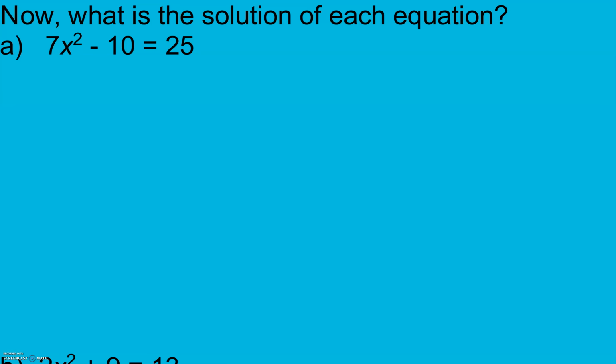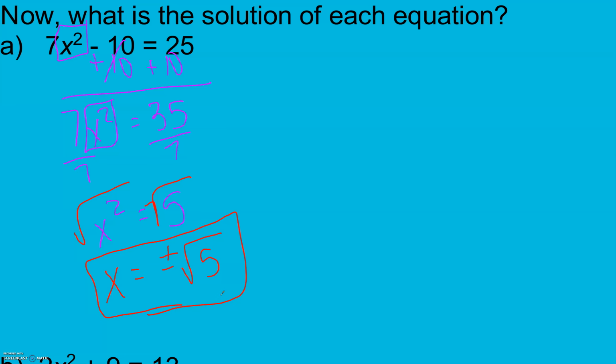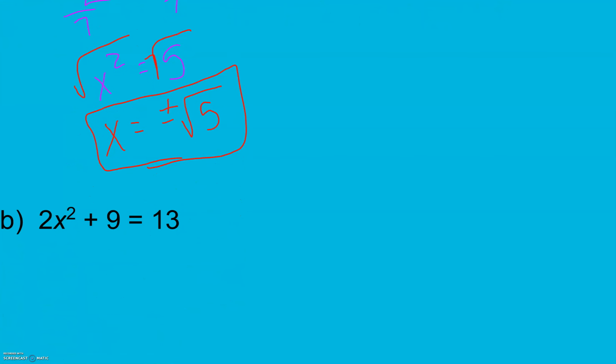Now, feel free to pause here and give these a try if you'd like. We're going to get our x squared by itself by adding 10. Whatever I do to one side, I do to both. Then I have multiplication. We undo multiplication by dividing. It's its inverse operation. The inverse operation for squared is square root. So here, I take the square root of both sides, and I get plus or minus the square root of 5. The square root of 5 squared gives me 5, and negative square root of 5 squared gives me 5.